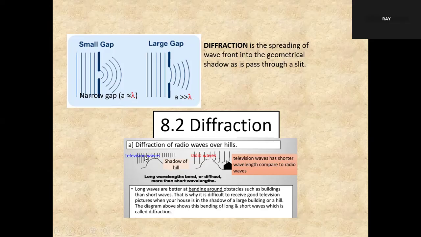And the application is a television wave has a shorter wavelength compared to radio wave. Right? So of course, this is the shadow of the hill. So television wave cannot be obtained by a house here, whereas radio wave can be obtained by the house here because of diffraction.